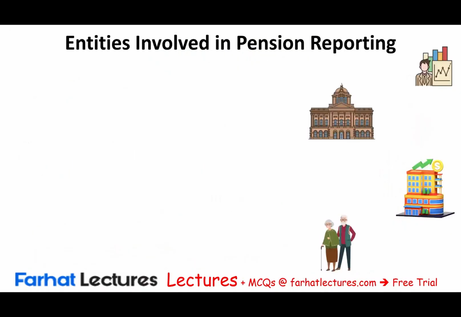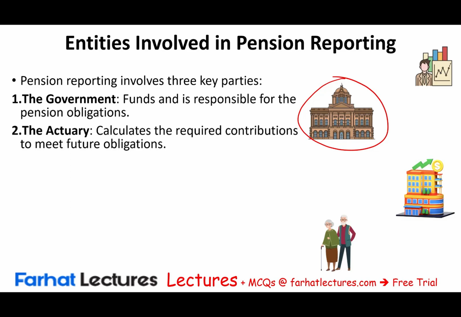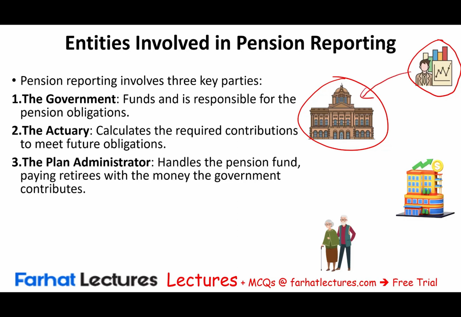First, to understand the players in this arena, we have three key players. We have the government itself, which is responsible for the pension obligation, responsible for paying for it. We have the actuary. It could be a person, it could be a company. Usually it's an actuarial company, and they hire actuaries. The actuary tells the government how much they will need to put away. And we have the plan administrator, like a bank.